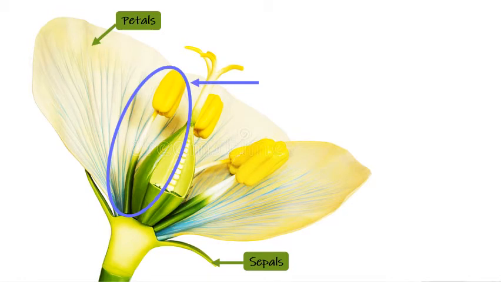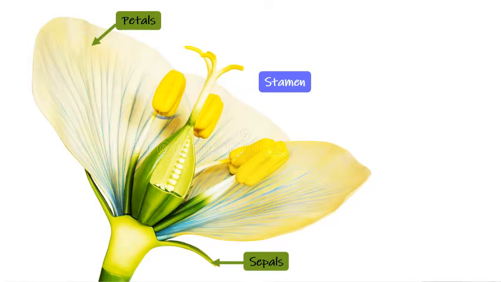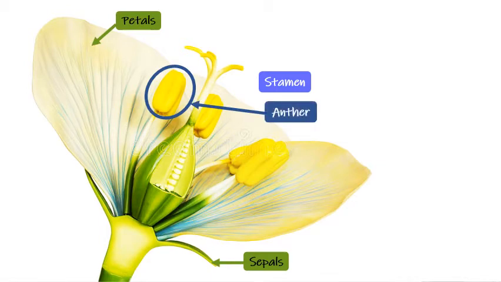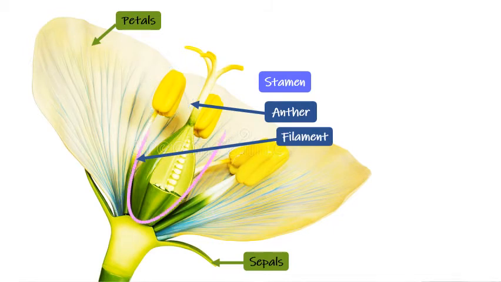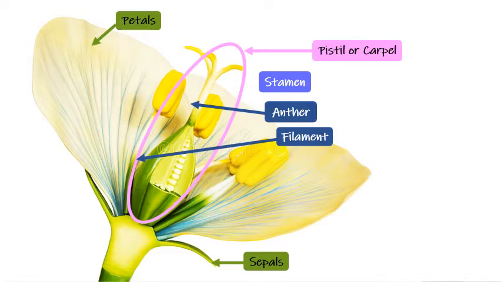This part is the male reproductive organ. It's the boy in the flower, and it's called the stamen. The stamen consists of two different parts, the anther and the filament. Excellent, guys. Let's talk about the female reproductive part called the pistil or the carpel.